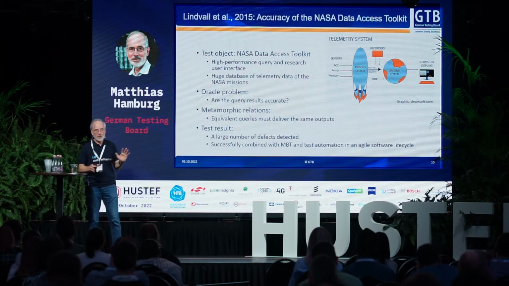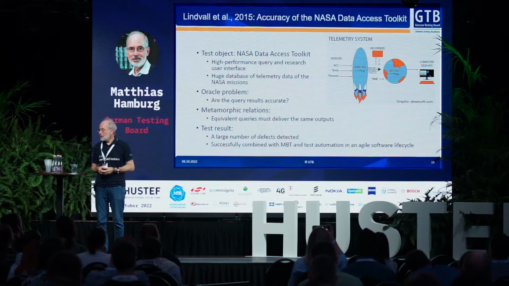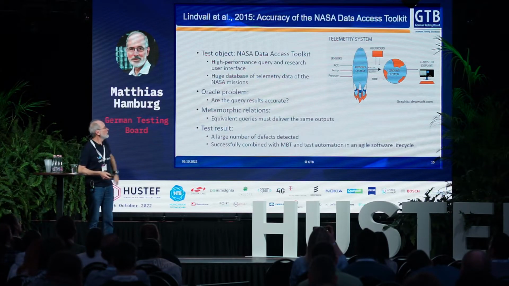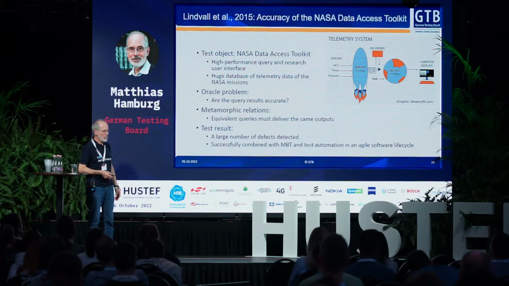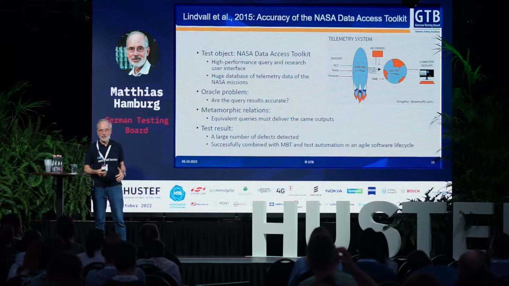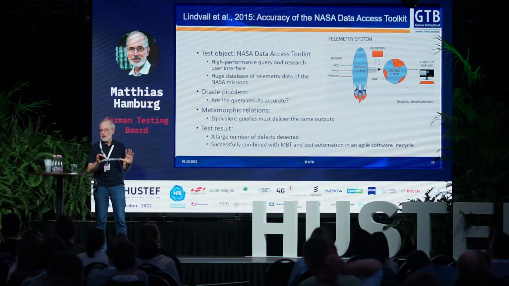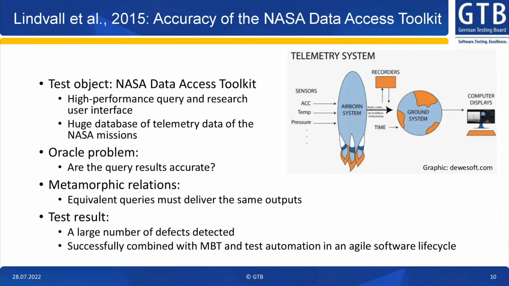Let me show you 4 little examples from the case studies published. The oldest one I want to talk about was in 2015 at the NASA Data Access Toolkit. So the NASA is collecting so-called telemetry data. So all their missions are collecting all the metrics in the sensors, and they transmit it to the ground system, and they have a huge database, as you can imagine. And if you develop a new mission, then you have to study these telemetrics data. And it is crucial to have accurate data in it, because that's what the new missions are based on.